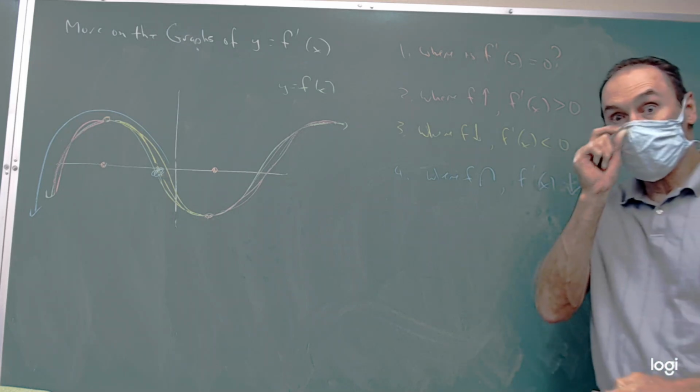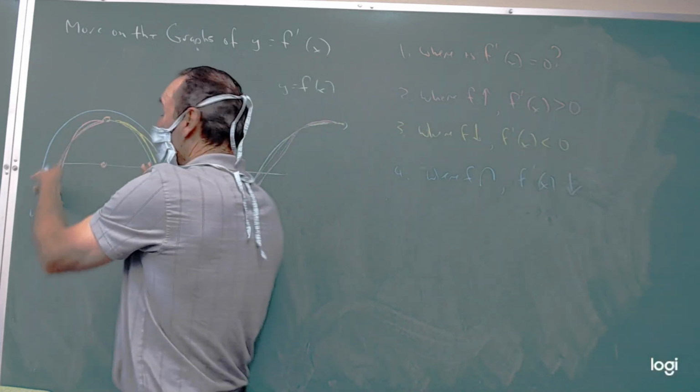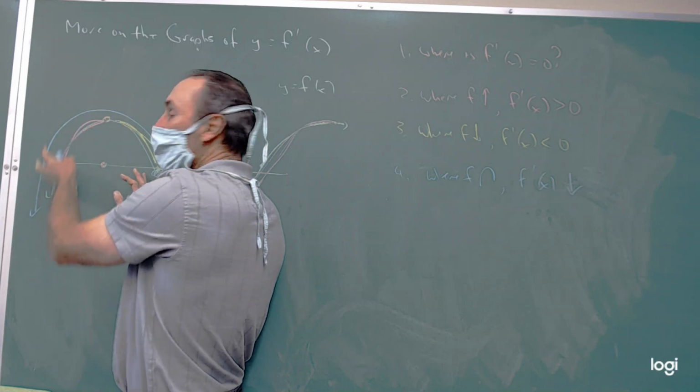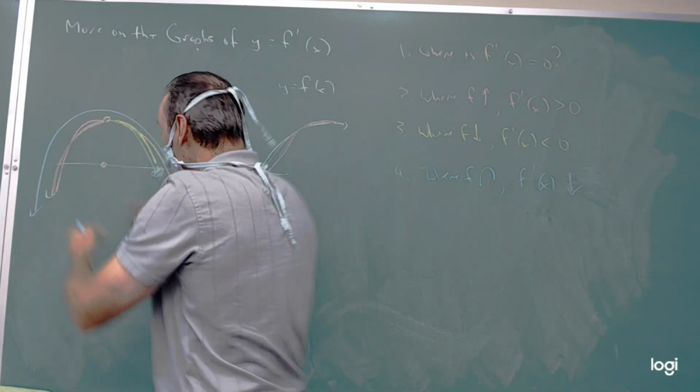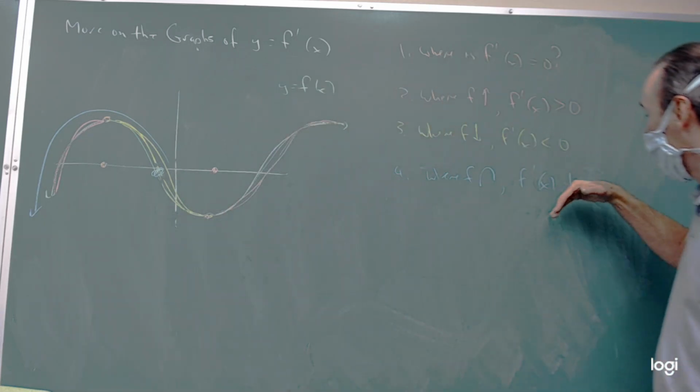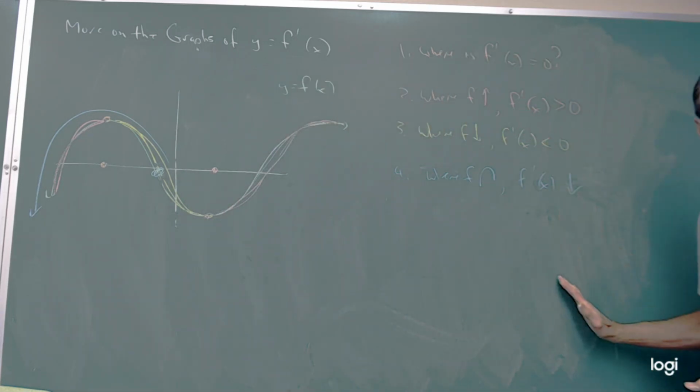You'll mark with the same color, just like I've got blue, but you can use whatever color you've got. The part of the original function that is concave down will correspond to the part in the derivative graph where it's falling from left to right.